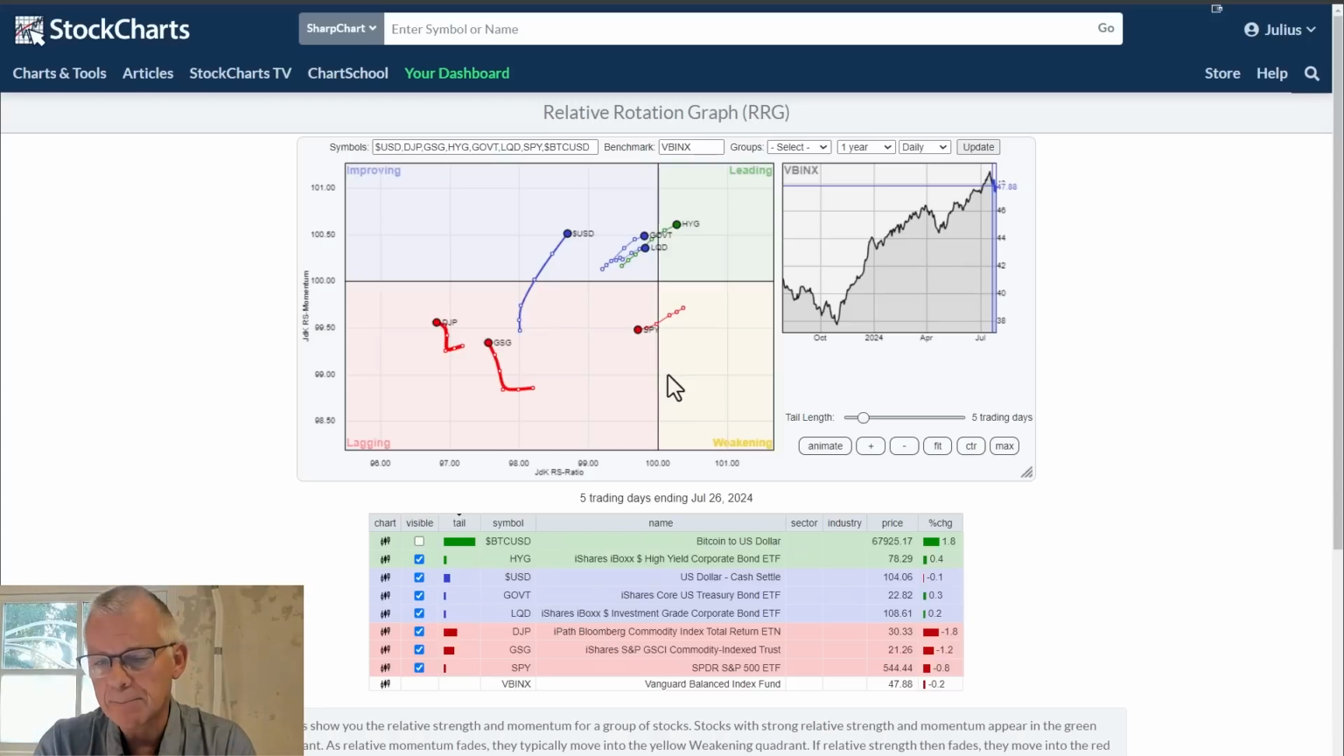And again, please be careful. This is all compared to VBINX as the benchmark. And that means that even when bonds go down in price, but they go down less fast than VBINX and SPY, they will still end up in the leading quadrant. Just as a side note, but I'm pretty sure that all the regulars are very familiar with that concept of relative strength.